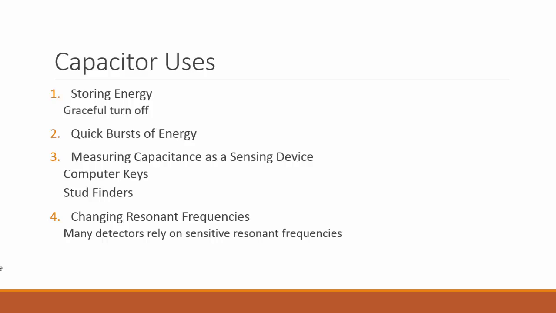And if you've ever seen those little LED lights that gradually turn off after you unplug an object, those are being powered by a small capacitor, and that's getting dimmer as you see the capacitor discharge.